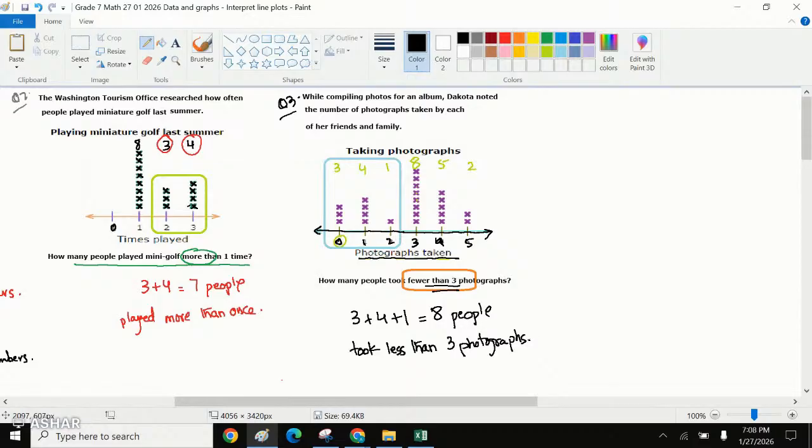Do we agree? Do we understand this? 2 pictures were taken by a single person. 1 picture was taken by 4 people. There were 3 people who did not capture a photograph. So less than 3 means we add the number of pictures that are 2, 1, and 0. That is 8 people who took fewer than 3 pictures. Do we agree on this, Prem? If there is any question, please let me know. I'll explain it again, okay?